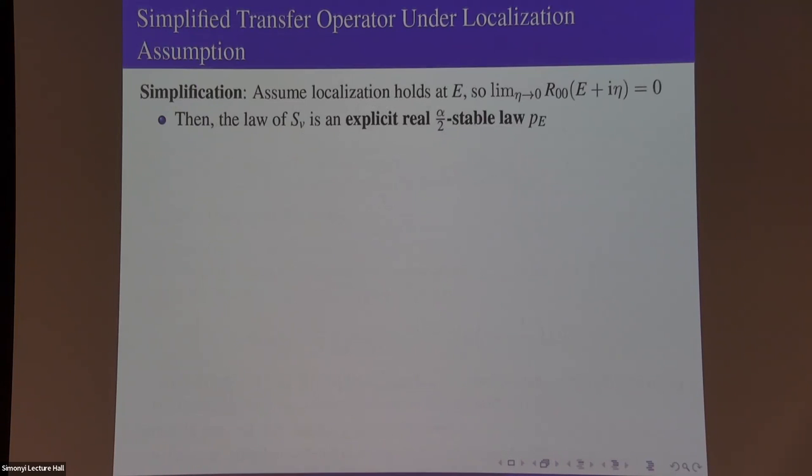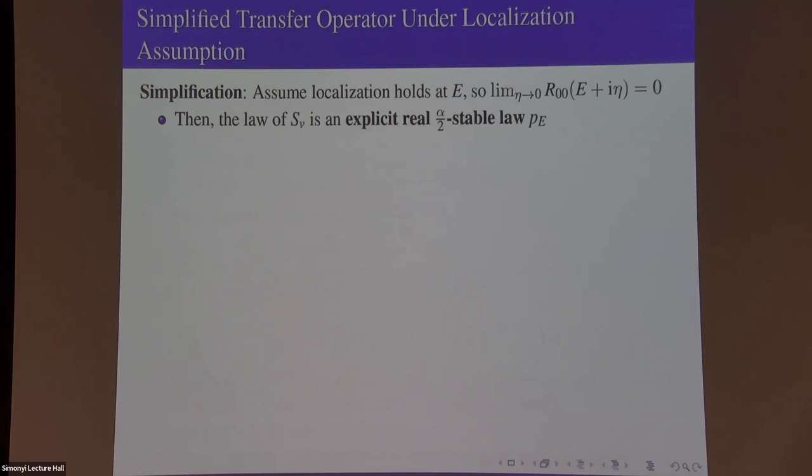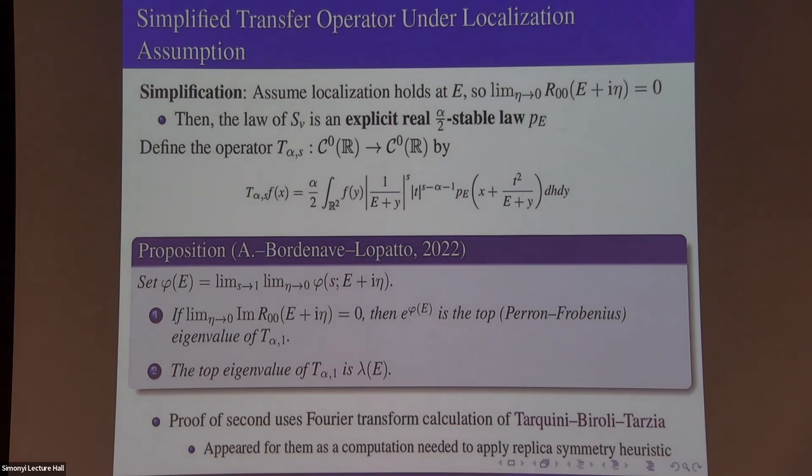So this is where, if you assume that localization holds, then you can make this law explicit. You can make the law of this S explicit, and then you can write down an operator that is explicit. And you can prove this proposition, which says that if you assume some kind of localization, so if you assume that the imaginary part does tend to zero, then this rate of growth, this e to the phi, is given by the top eigenvalue of this operator. And furthermore, you can compute that thing in terms of this lambda.